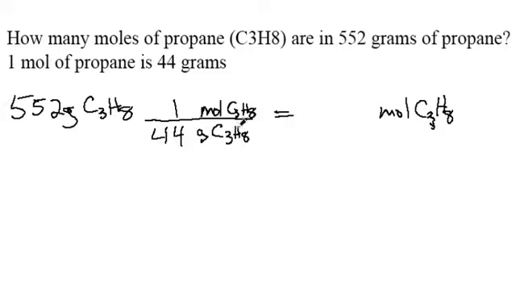So now we have our conversion factor, we have what we're starting with, and what we can see is that the grams of propane cancel out, and we can do the math. 552 times 1 divided by 44. And in the end, what we will find, if you do this on your calculator, is that we end up with 12.55 moles of propane.